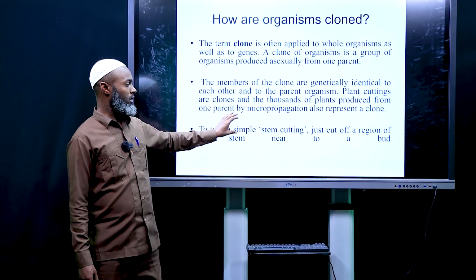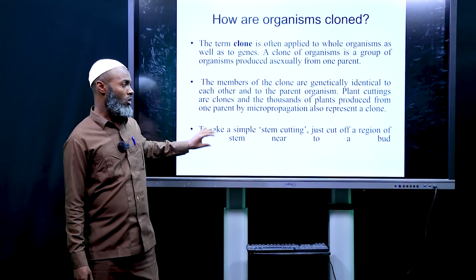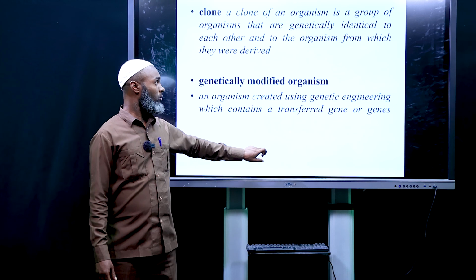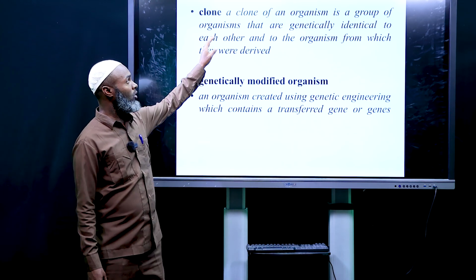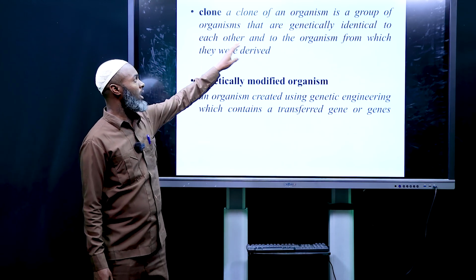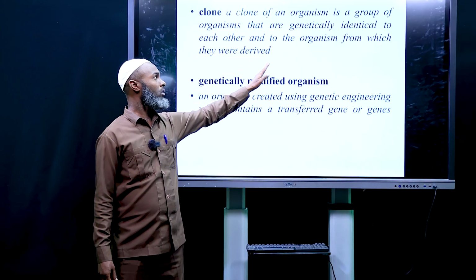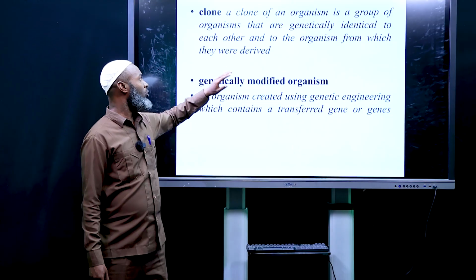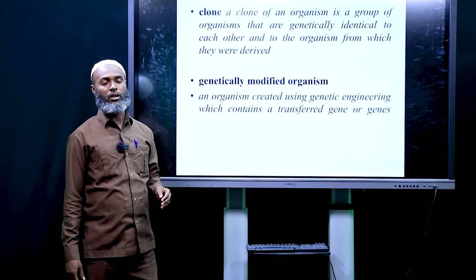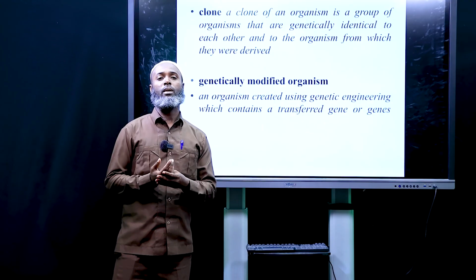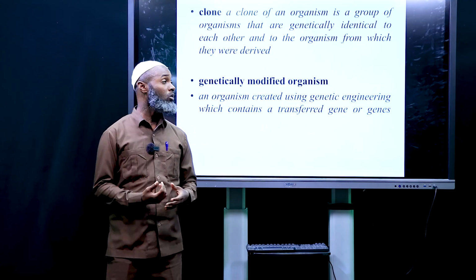To take a simple stem cutting, just cut off a region of a stem near to a bud. A clone of an organism is a group of organisms that are genetically identical to each other and to the organism from which they were derived. So they do have an identical genetic makeup, and also to their parent.